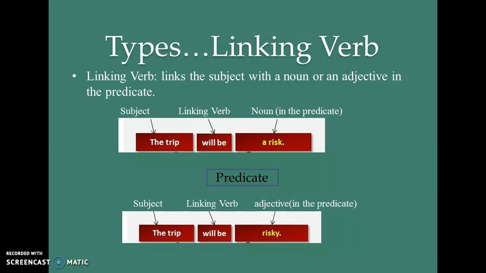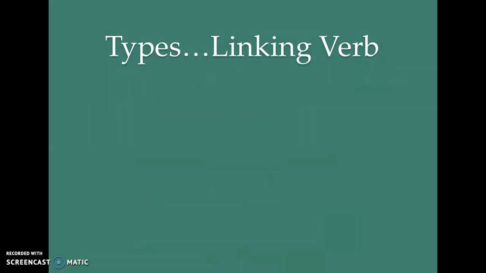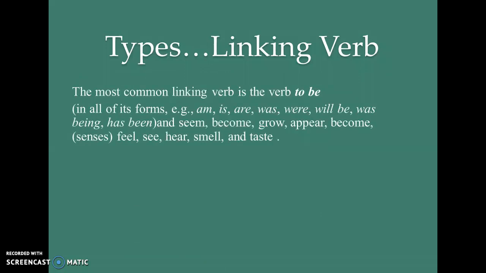Now let's look at the next example. Here the trip is the subject, will be is the linking verb, and risky is the adjective in the predicate. It means that the trip is linked to the adjective in the predicate by the linking verb will be. So a linking verb links the subject with the noun or adjective in the predicate. Remember, a linking verb tells us what the subject is instead of telling what the subject does. Let's move and discuss it further.